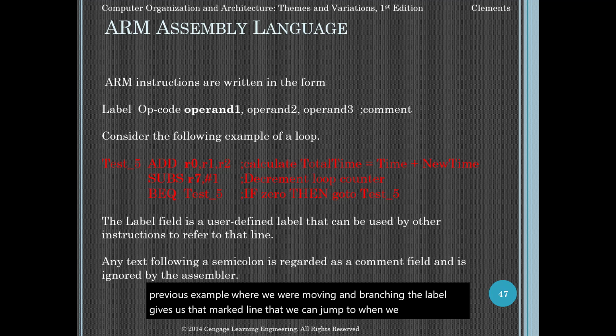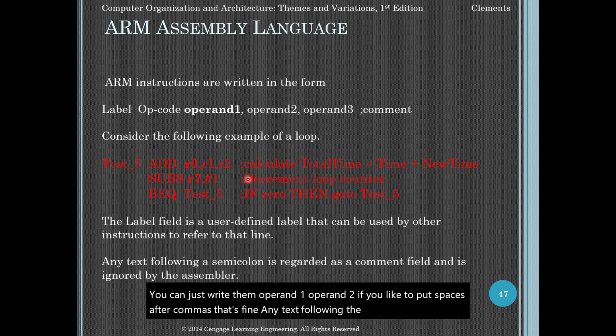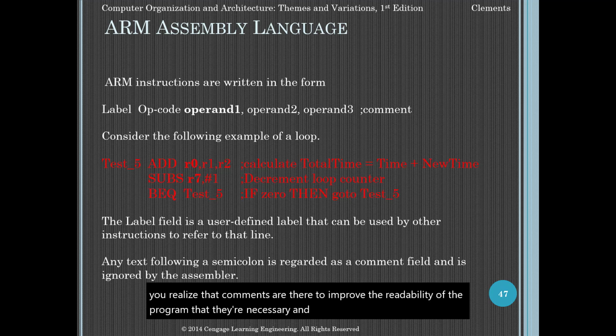It doesn't matter about spaces after the commas. You can put them all together. You can just write operand 1, operand 2. If you like to put spaces after your commas, that's fine. Any text following the semicolon is going to be a comment field, and it's going to be ignored by the assembler. If you've taken a programming class, which I'm assuming you all have, you realize that comments are there to improve the readability of the program, that they're necessary, and that especially in this case, where assembly is desperately hard to read, comments on every line are by far the accepted norm.